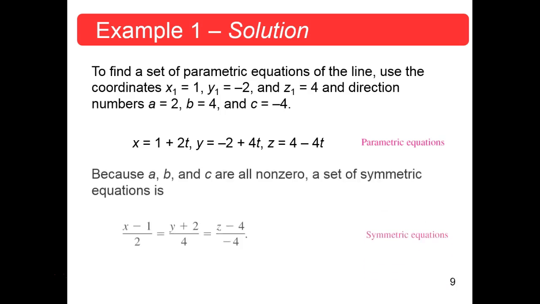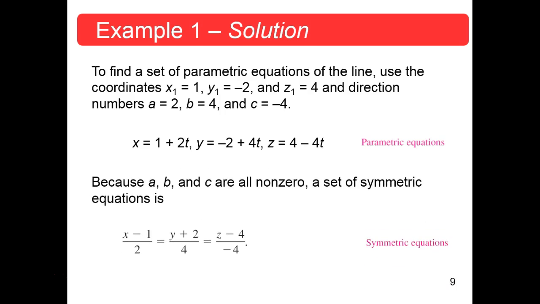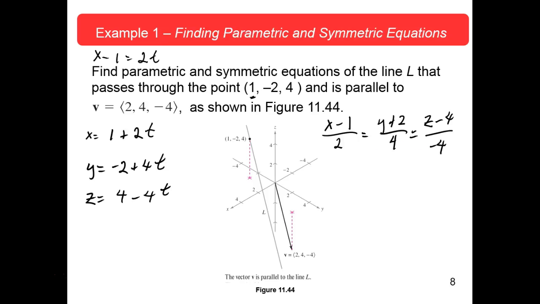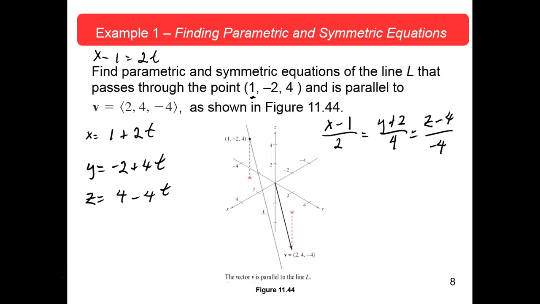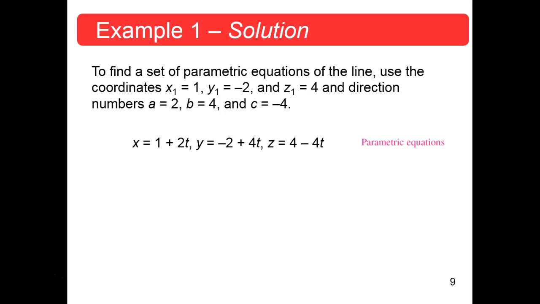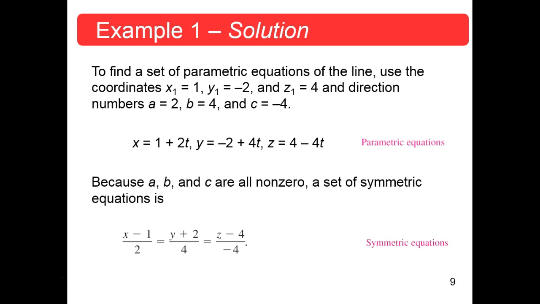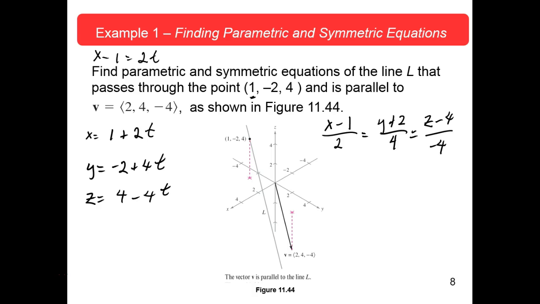Let's see what they got. They got x minus 1 over 2 is equal to y plus 2 over 4. Perfect. Is equal to z minus 4 over minus 4. That's what we got too. Perfect. Okay. So that was example 1.